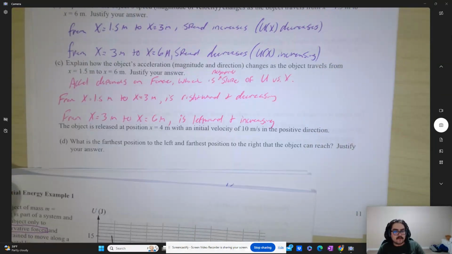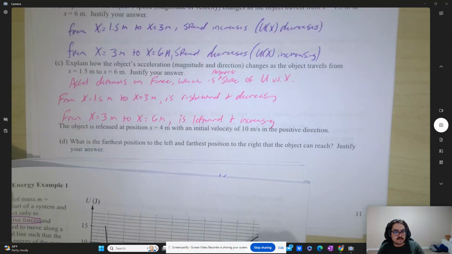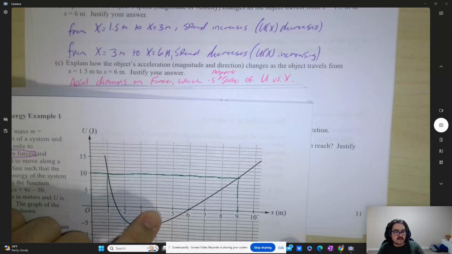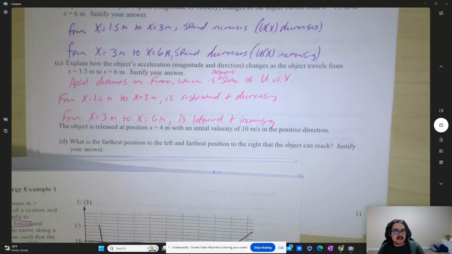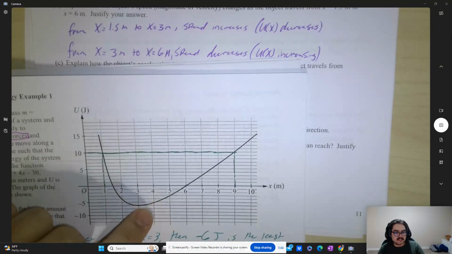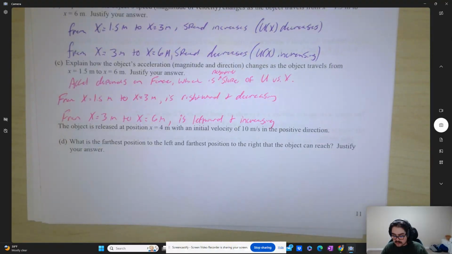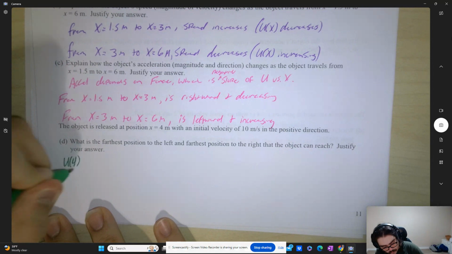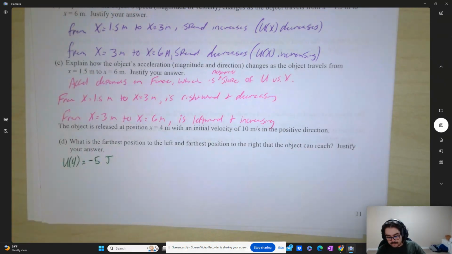Okay, what I did here is that if it's released at position x equals 4 with initial velocity 10 in the positive direction, then I need to figure out the potential energy at 4, which is -5. So when I start writing stuff down here, U of 4 is equal to -5 joules.